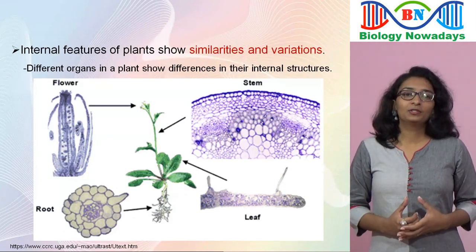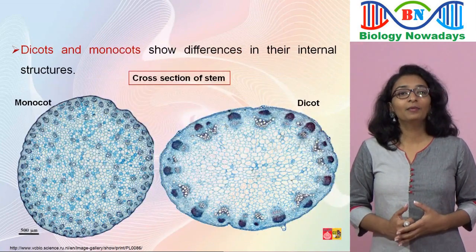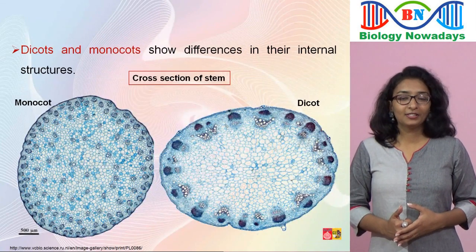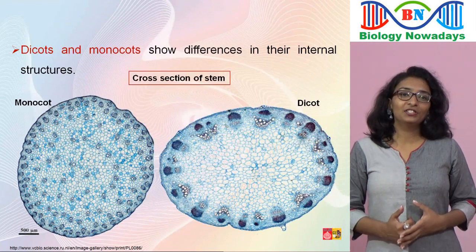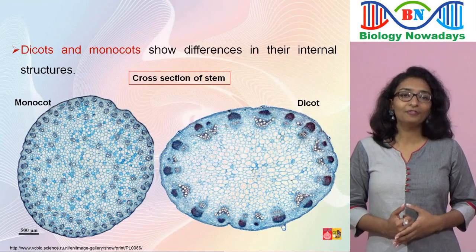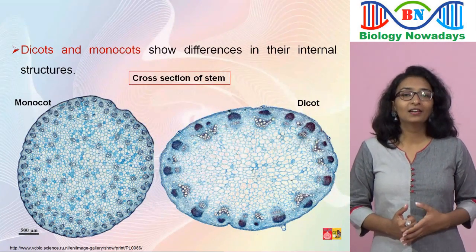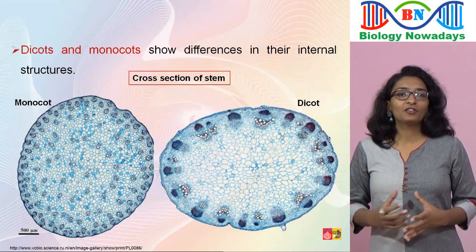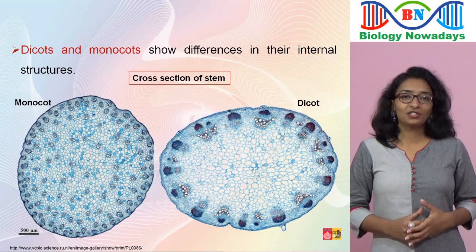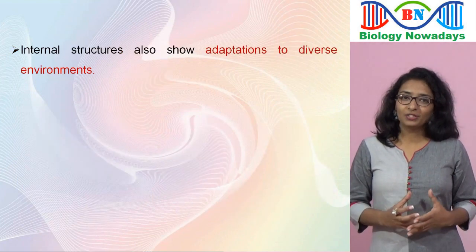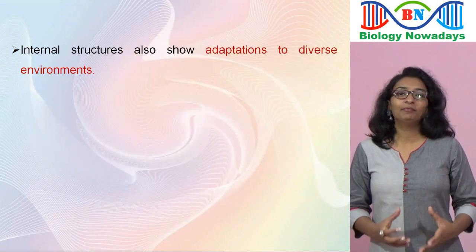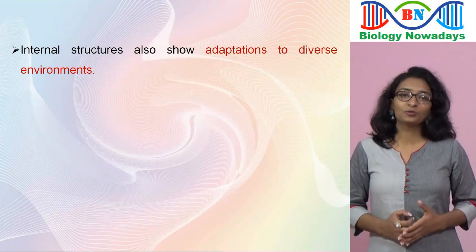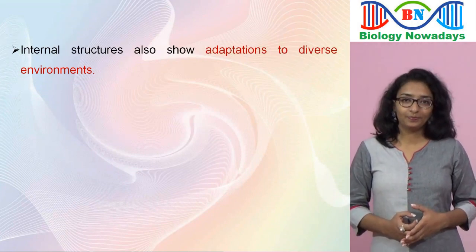Differences can be noted between the dicots and monocots coming under angiosperms. So, studying internal features can help us distinguish different plant groups like dicots, monocots and gymnosperms. Another benefit of studying plant internal structure is that it will help us to understand the structural adaptations of plants with respect to diverse environmental conditions.